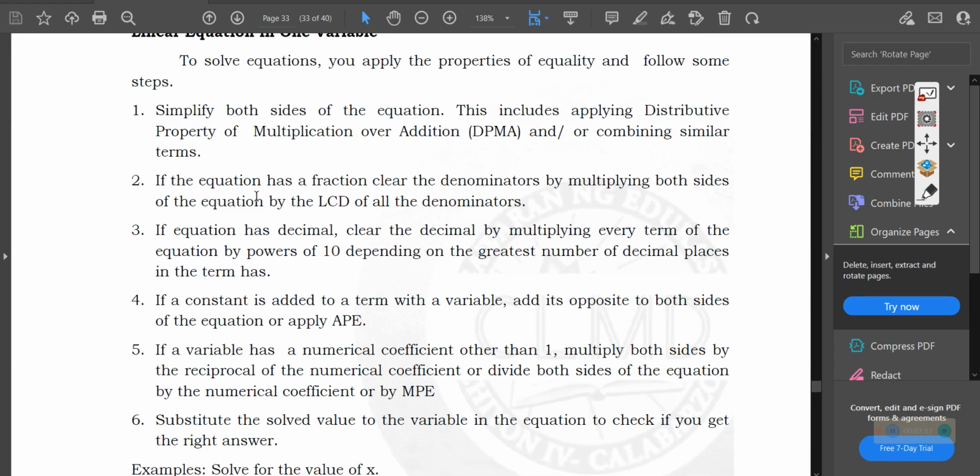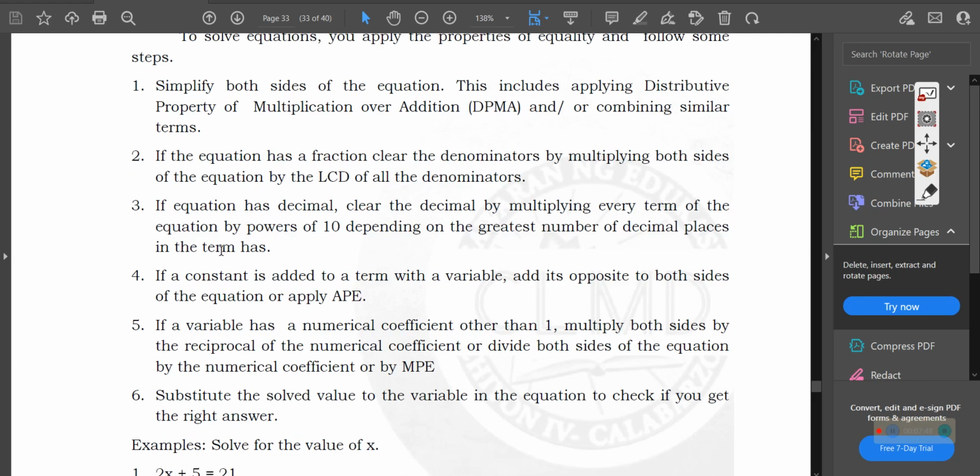Number 2, if the equation has a fraction, we have to clear the denominators by multiplying both sides of the equation by the LCD of all the denominators. Okay? So, mahirap syempre mag-solve na involving fractions. Alam ko naman na medyo yan ay kahinaan din ngayon ng mga estudyante, yung mga fractions na yan. So, i-clear natin yung fraction by multiplying both sides by the LCD of all the denominators in our equation.